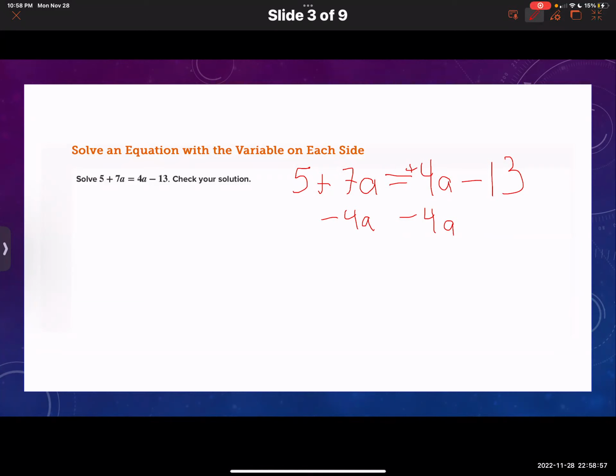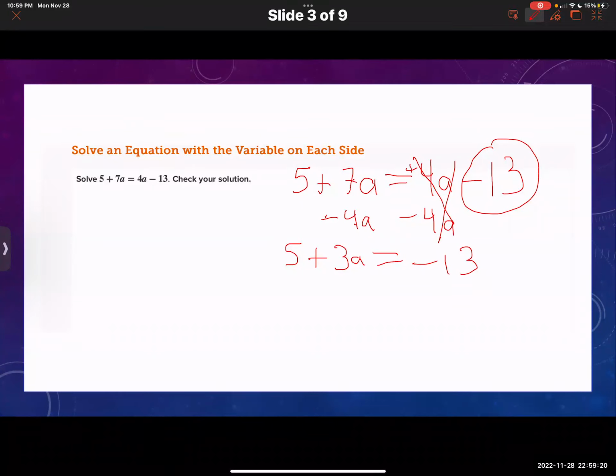5 is still in the house, so we're going to keep the 5. And then 7 take away 4 is a positive 3a. 4 went to the party, but this minus 13 is still in the house. Now we're back to what we did before last week, right? Who's having the party? Well, negative 13 is all by itself, so it's going to have the party. And who's coming to the party is the 5. There's nothing in front of the 5, so we know there's a little magic plus sign.